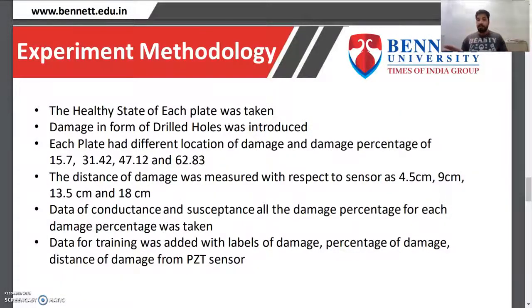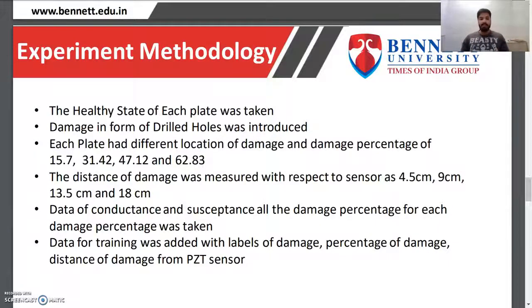How did we calculate the damage percentage? It is easy. 10 mm holes, and the width of the plate is 20 centimeter, that is 200 mm. We multiply both and get 2000 mm square of the area, in which we are reducing the area of the circle, that will be 314.16 mm square, and calculate the percentage.